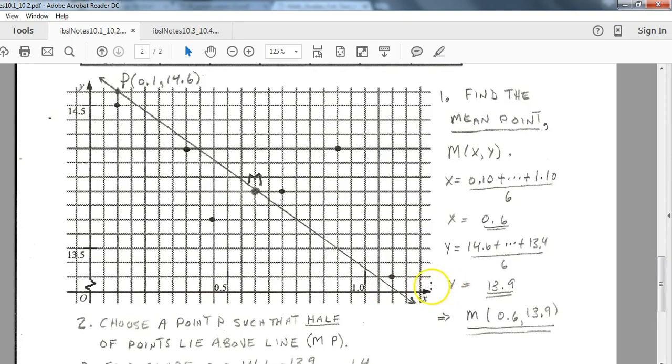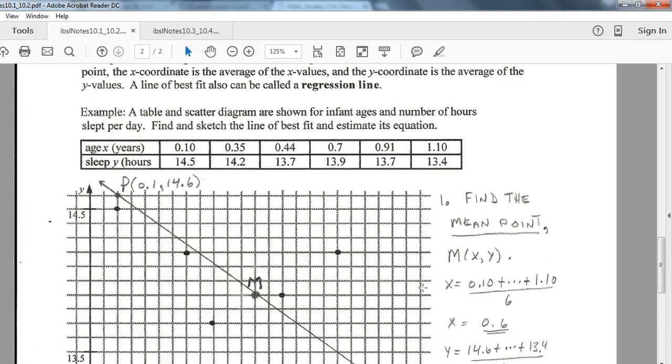If you were to sub in a value that is outside your range of data, so what if I said 5 years old? That's way outside the range of my data. Look up here, this only went up to 1.1. If I said, how much sleep would I get when I'm 5 years old, we call that extrapolation, because it is outside the range of my data.